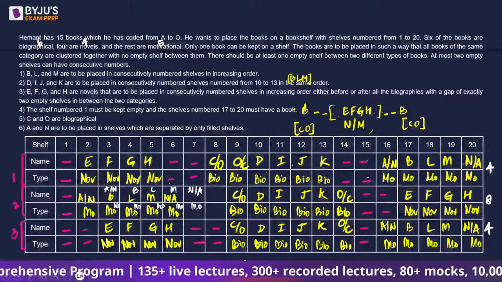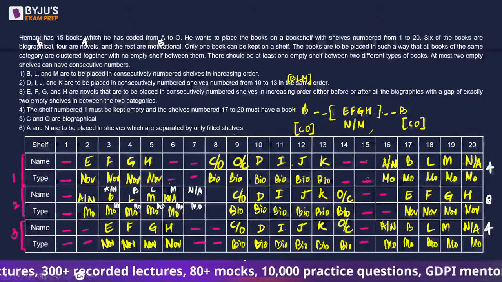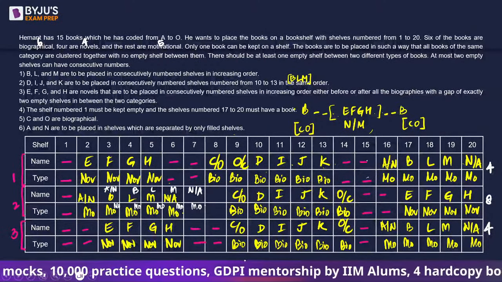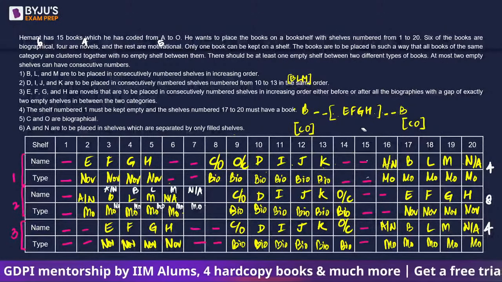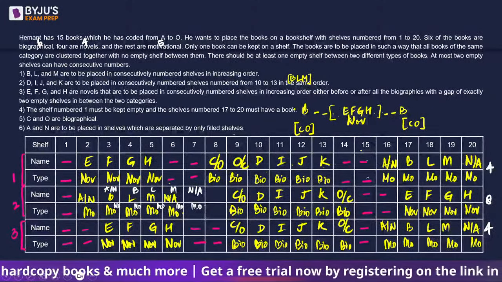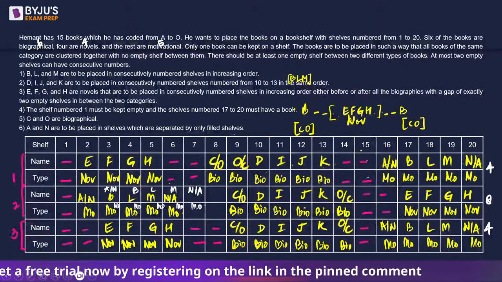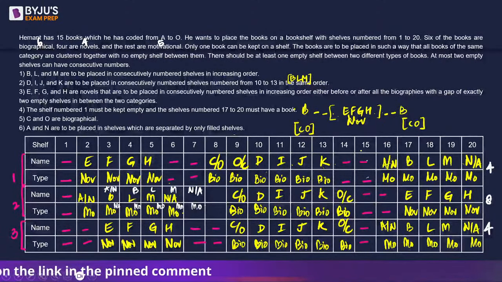No, it doesn't. Okay, the third statement says EFGH are novels and they are to be placed consecutive number shelves in increasing order, either before or after all the biographies, with a gap of exactly 2 empty shelves in between the 2 categories, right? We already knew they were novels. So it's about novels and biographies that there is a gap of 2 empty shelves. We do not have more than that.